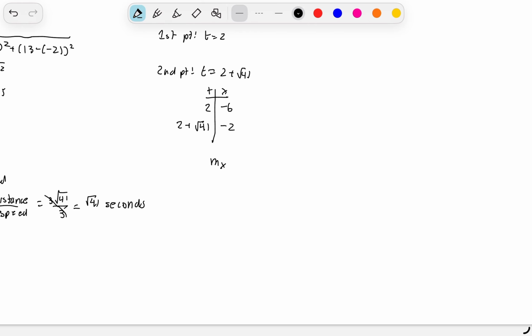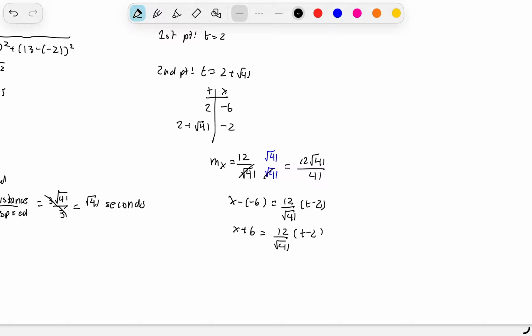So mx is going to be equal to 12 over the root of 41. And we can rationalize this by multiplying the top and the bottom by root 41, that is going to equal, canceling that out, 12 root 41 over 41. We can use point slope form. So you have x minus negative 6 is equal to 12 over the root of 41, t minus 2. x plus 6 is equal to 12 over the root of 41, t minus 2.